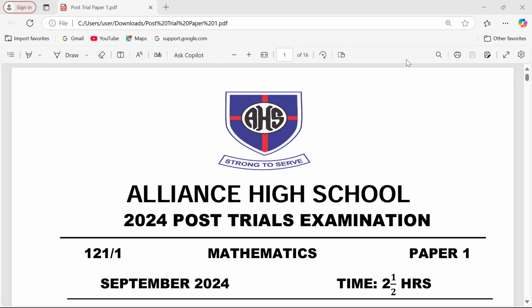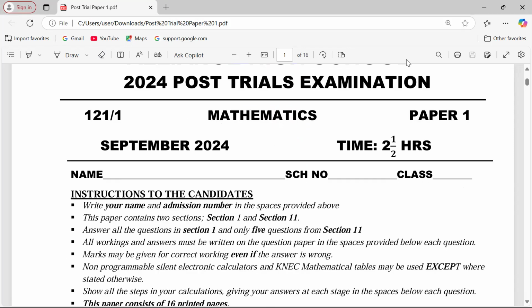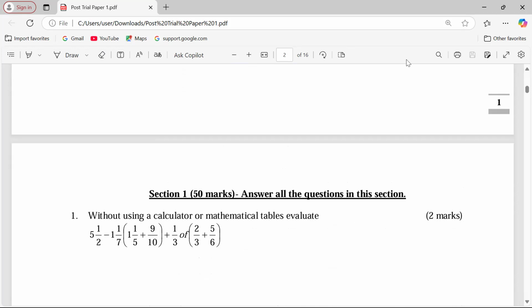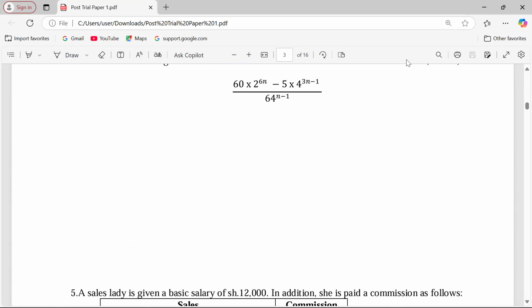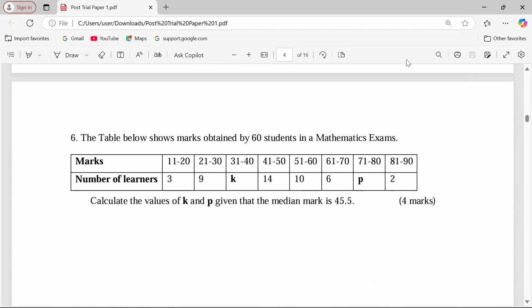We're going to discuss the Alliance High School Post-Mock 2024. Section 1 is already on this platform, so allow me to go to section 2 of this paper 1.